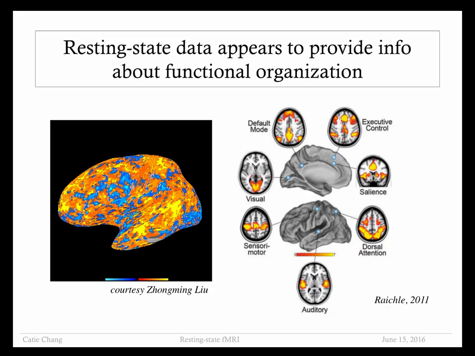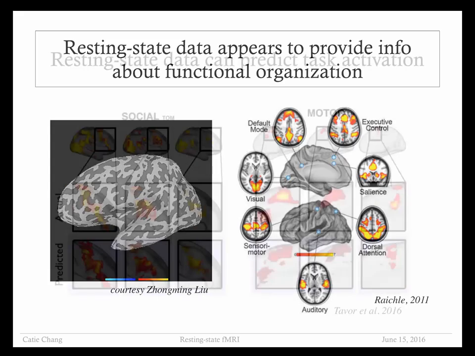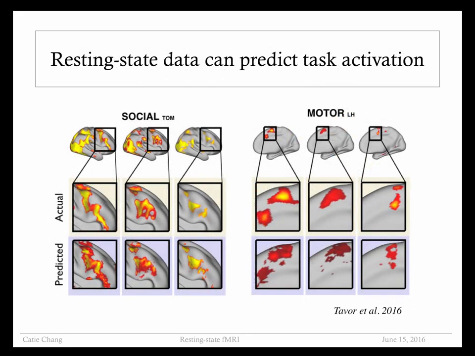And one recent study that illustrated this point further looked basically at individual subjects' task activation maps. So this is from 3 different subjects, their actual activation map for a particular task. And they found that you could predict the fine details of that pattern based on information that was contained in the resting state data.